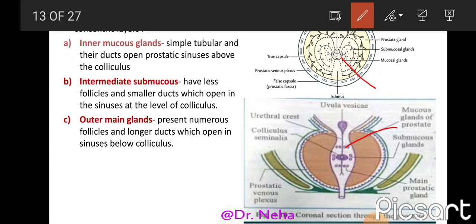Then the intermediate glands, they have fewer follicles and smaller ducts which open in the sinuses at the level of colliculus. So here we can see the opening of intermediate submucous glands. And the outermost, these are the outermost main glands. They have numerous follicles and longer ducts which open in the sinuses below the colliculus.